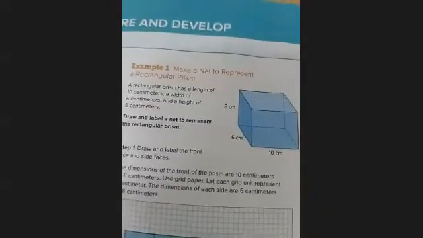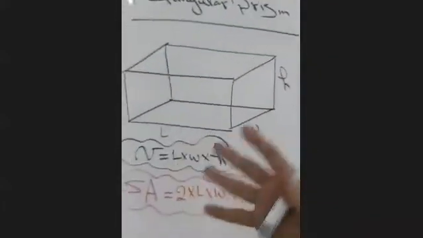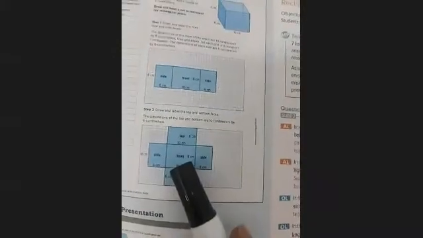Now, what is the net, guys? Before we continue, this is your rectangular prism. You need to cut all the rectangles and make a net, like this one, to find its area.